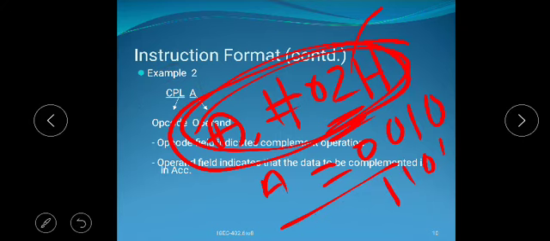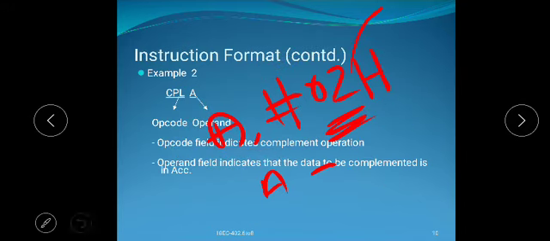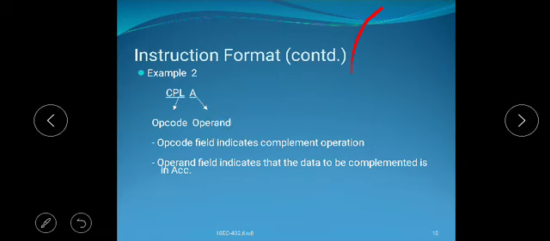Here is how we write the instruction while performing this operation. Complement is the opcode and A is the operand. The opcode field indicates the complement operation. The operand field indicates that the data to be complemented is in the accumulator register.